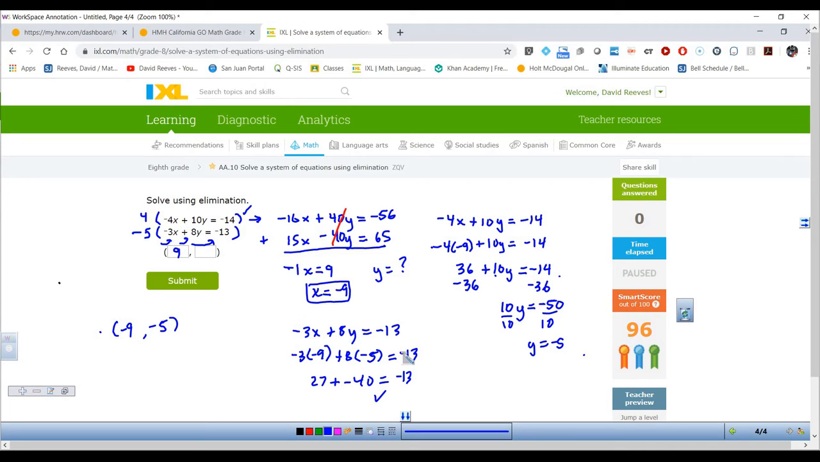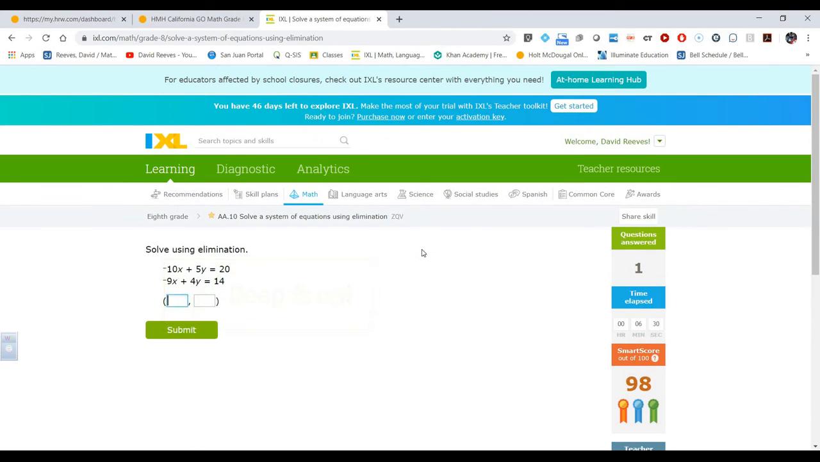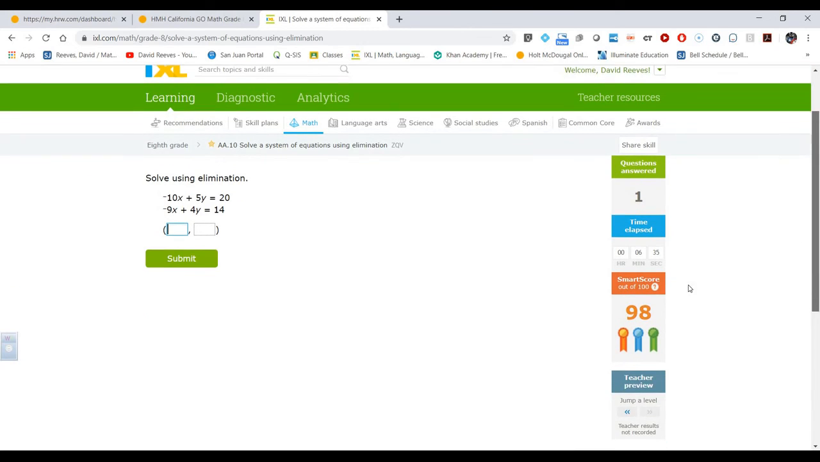So the answer is negative 9 and negative 5. Let's see if IXL agrees with us. I'm going to put in negative 9 for x and negative 5 for y, and let's see what the magic IXL says. It says to keep it up. Look at that, I'm at 98, and I've only answered one question. Are you impressed? I got a score of 98 with one question.